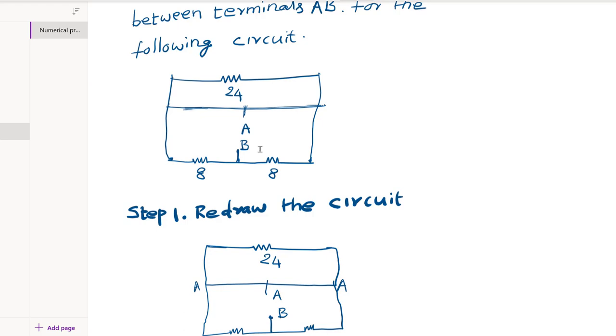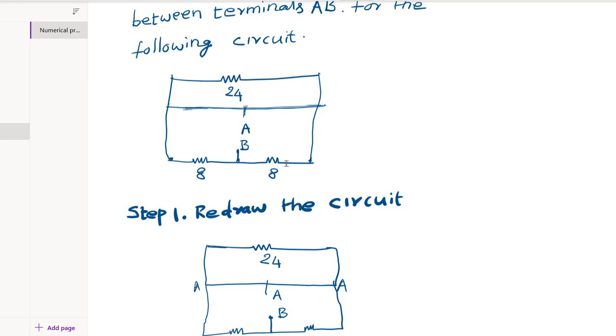So look at this, there is no voltage source here. We have only resistors connected in different fashion. So if you look at this, this is the 24 ohms. And there is a short wire like this from here to here, means this short wire is across 24 ohms.